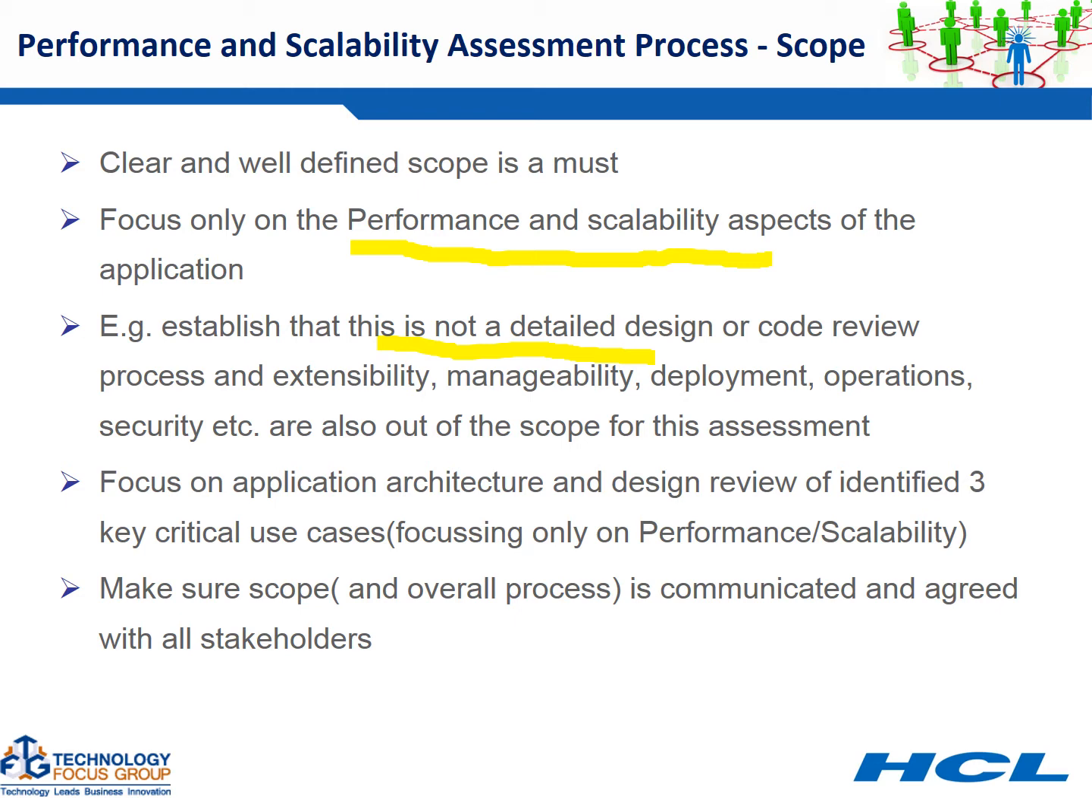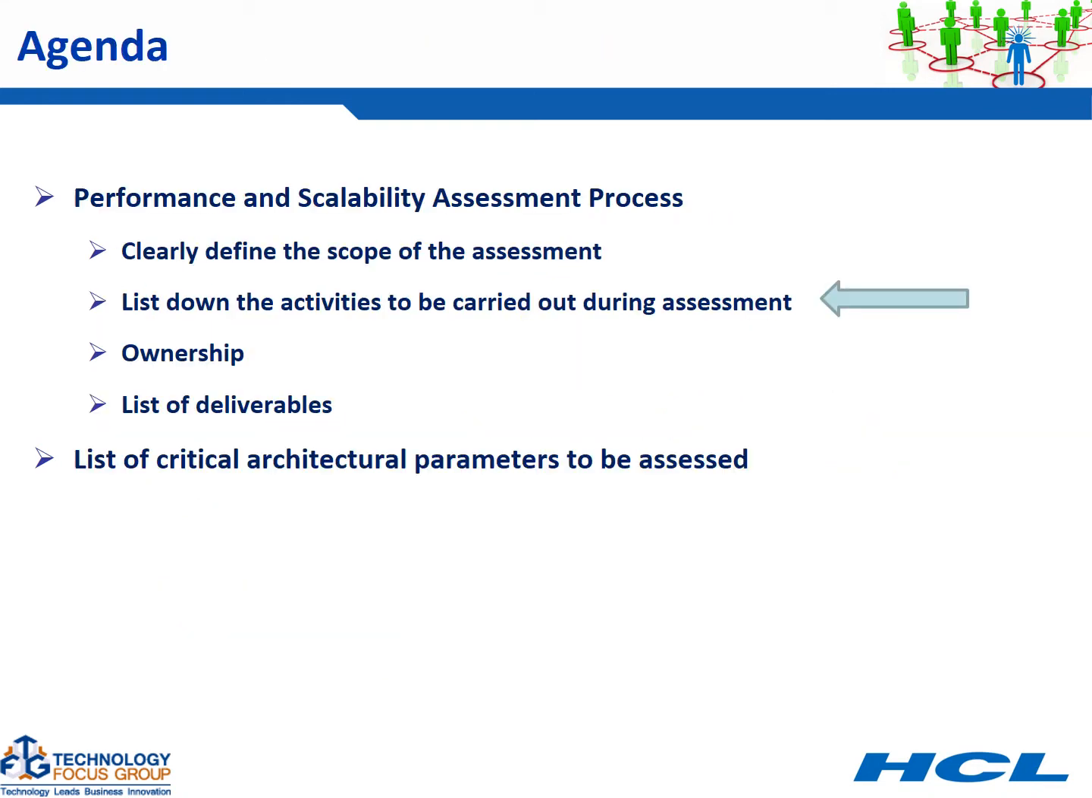And apart from application architecture, you will also establish that the scope would include the detailed low level design review of three most critical use cases, focusing only on the performance and scalability for those three critical use cases. So 3 is a generic number. Depending upon the complexity of your system and the application you are assessing, you may choose more, but generally 3 would be a good number to begin with. And make sure whatever scope and activities you list down, it is communicated and agreed.